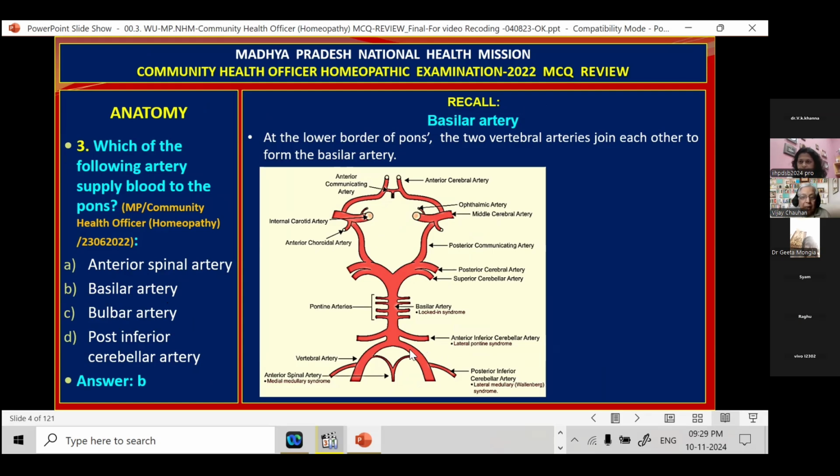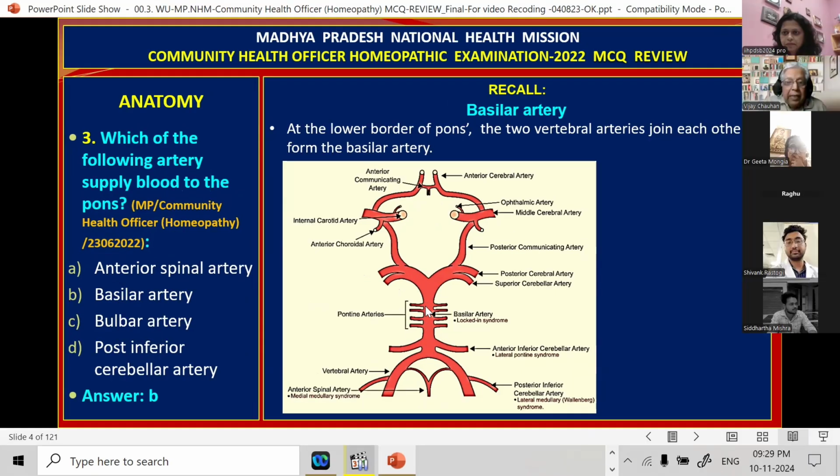Now these two arteries, when they unite, form the basilar artery. From here to here, the basilar artery is formed, and it is going to supply the pontine arteries. Multiple small arteries are there. Can you see? There are multiple arteries supplying the pons, from the union of the two vertebral arteries forming the basilar artery.